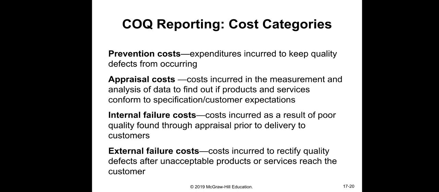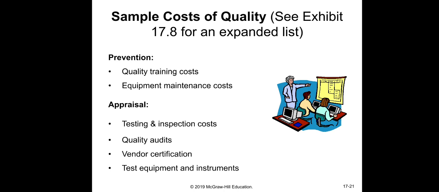Internal failure costs are costs incurred as a result of poor quality found through appraisal prior to delivery to the customer. It is the cost that the business has to pay when failure happens before sending the product or providing service to the customer. External failure costs are costs incurred to rectify quality defects after unacceptable product or services reach the customer. See here how to do the cost of quality report. You can see a sample cost of quality report in exhibit 17.8 in the textbook.